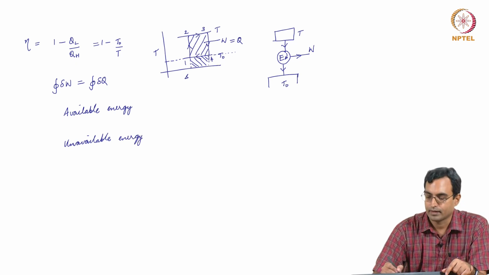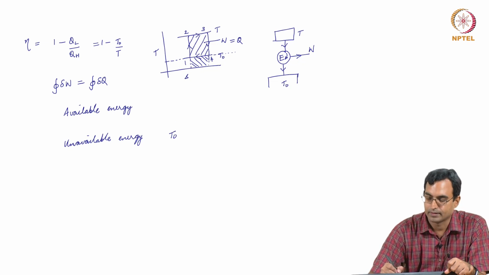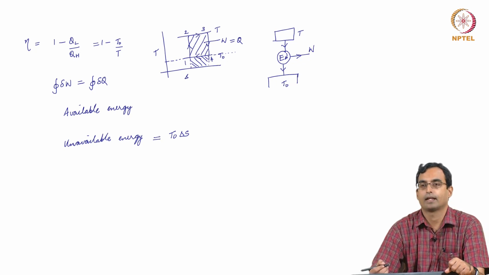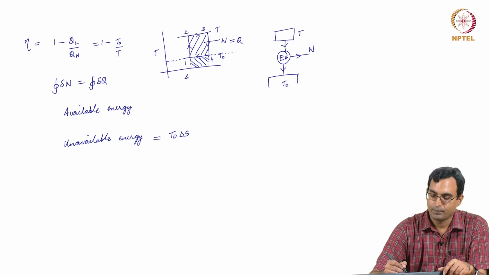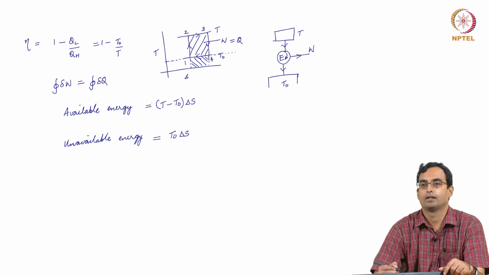So, in this case, for example, this T naught into delta S between 1 and 4 is unavailable to me, because I cannot use it. What is available to me is above this. So, essentially T minus T naught into delta S is what I can make use of to do work.